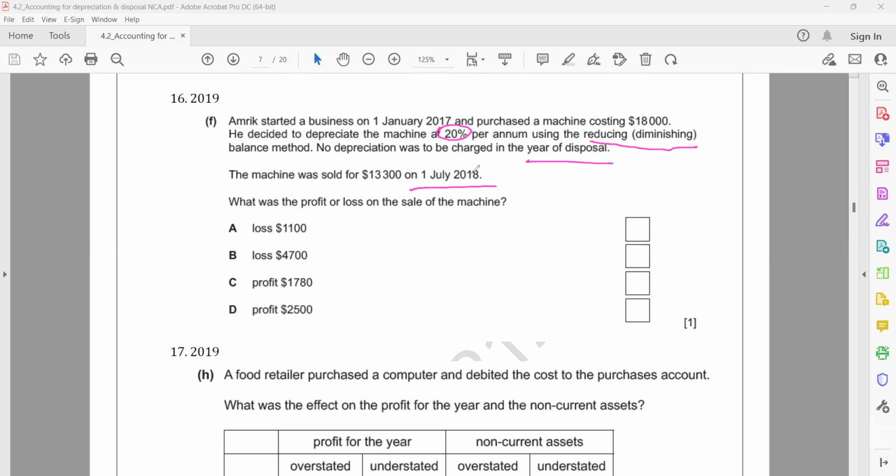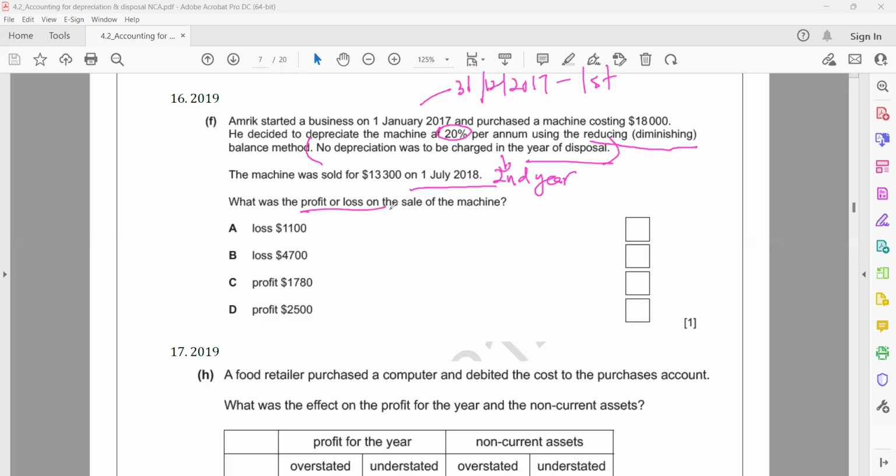This is 1st July 2018. How many years? This is the second year. The first year end is 31st December 2017. This is the first year, so this one will be the second year. For the second year, they say no depreciation, so for the second year, we don't need to count depreciation.